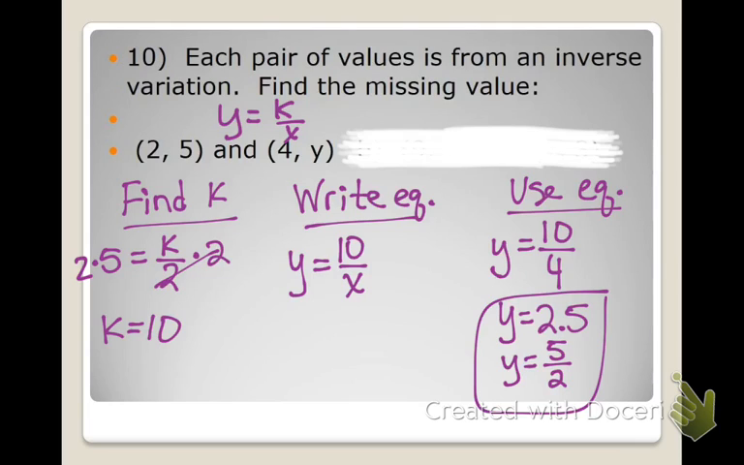Questions, concerns? Okay, go ahead and try letter B again. Again, on letter B, we're looking for x instead of y, but we are still using inverse variation.